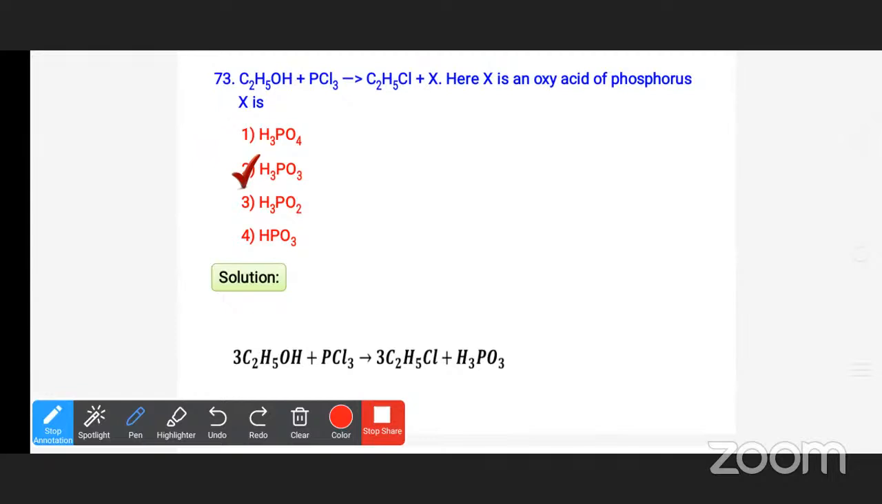Ethyl alcohol reacts with PCl3 to form H3PO3. Ethyl alcohol reacts with PCl5 to form POCl3. Ethyl alcohol reacts with SOCl2 to form SO2. So ethyl alcohol reacts with PCl3 to form H3PO3. In the above options, the second one is the correct option, H3PO3.